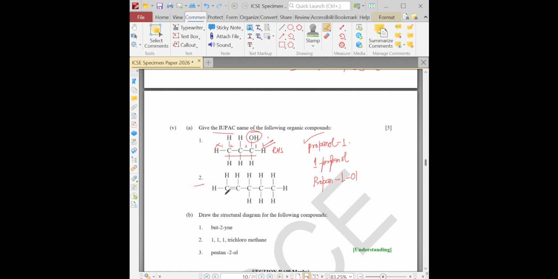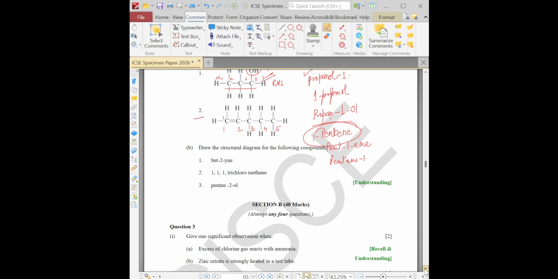Next, second, it is 1 2 3 4 5. So how many carbons are there? 5 carbons are there, and on the first you have a double bond. So 5 carbon is pent. There is a double bond, so it is ene, and the position is 1. So you can have again 1 pentene, or pent 1 ene, or pentene 1. So you can go for this one. There are 3 possibilities to write the name.